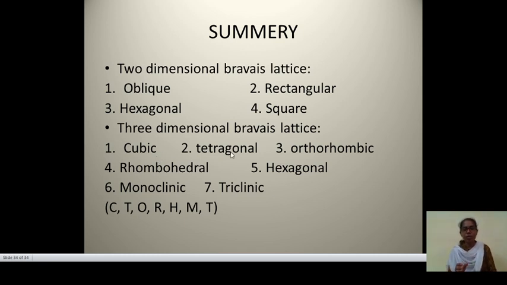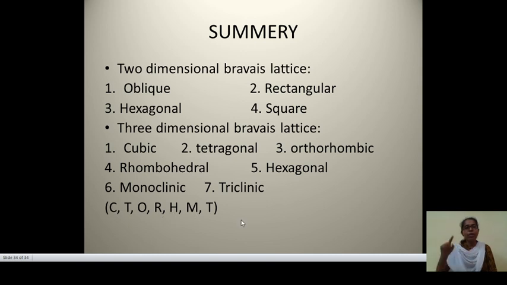After that, tetragonal. For tetragonal, A is equal to B is equal to C and there is change in angle. Like that, they are classified into the 7: cubic, tetragonal, orthorhombic, rhombohedral, hexagonal, monoclinic and triclinic. How to remember these 7 and those 4? Those 4 will be easy: oblique, rectangular, hexagonal and square. We will remember. But how to remember these 7 and their conditions for the lattice constants? Just remember their initials.